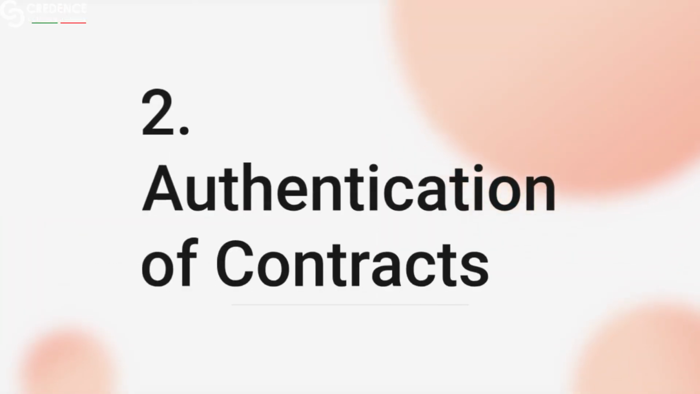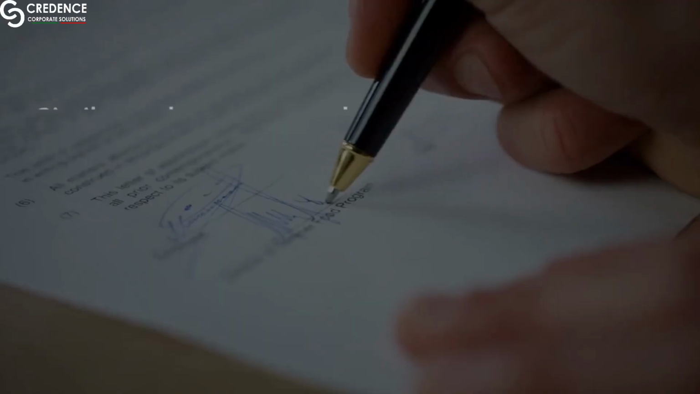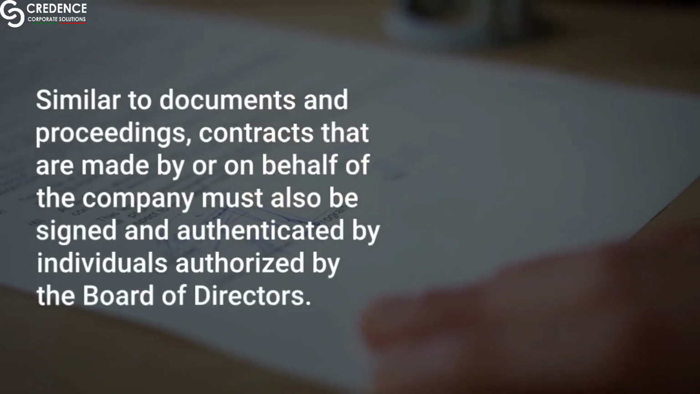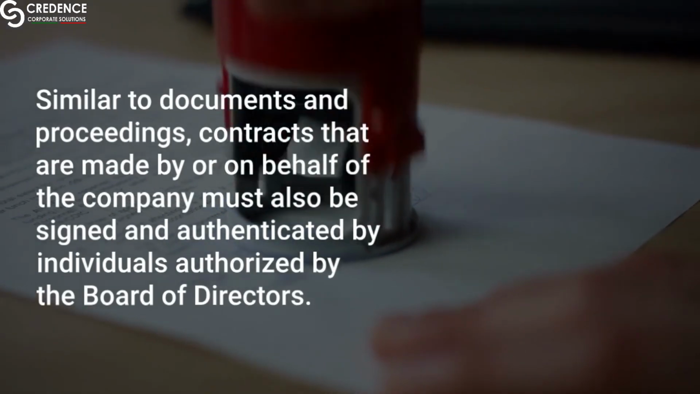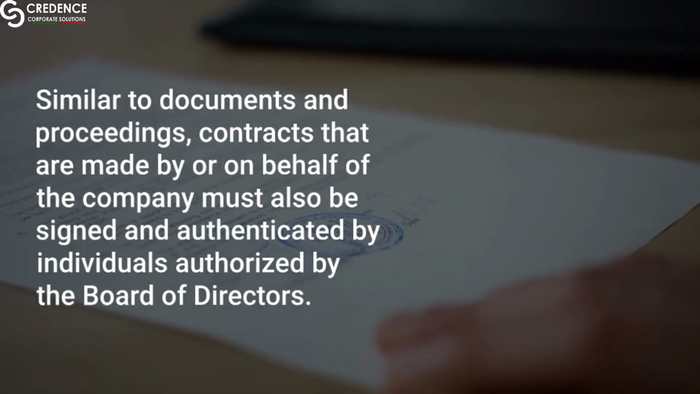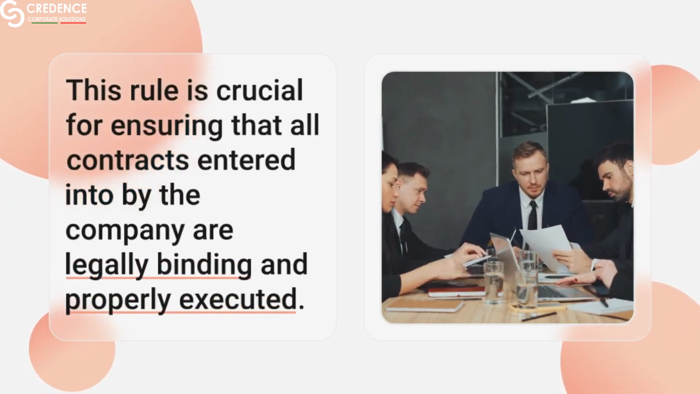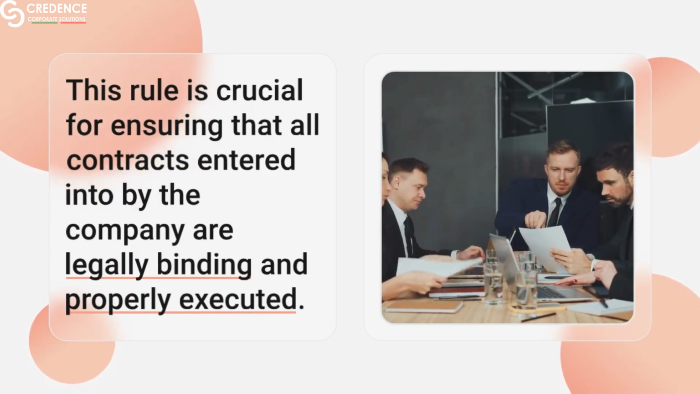2. Authentication of contracts. A. General rule. Similar to documents and proceedings, contracts that are made by or on behalf of the company must also be signed and authenticated by individuals authorized by the Board of Directors. This rule is crucial for ensuring that all contracts entered into by the company are legally binding and properly executed.